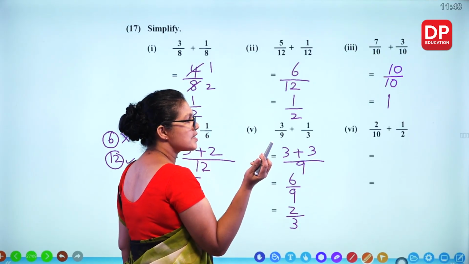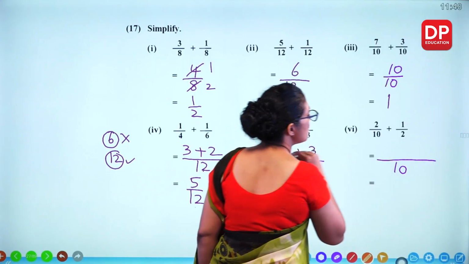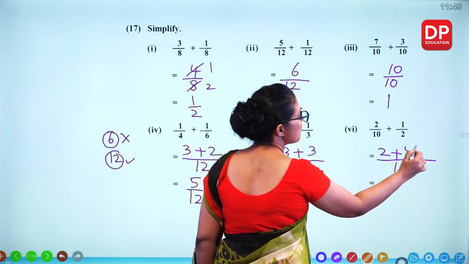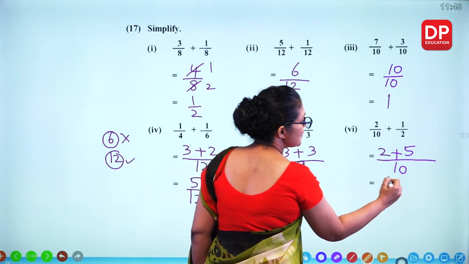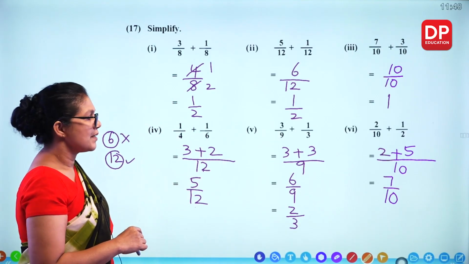This one, what's the lowest common multiple of 10 and 2? Take the largest one, 10. 10 is divisible by 2. So 10 is the lowest common multiple. This is 2 and this becomes 5. 5 times 1 is 5. 7 over 10. 2 plus 5, you get 7.